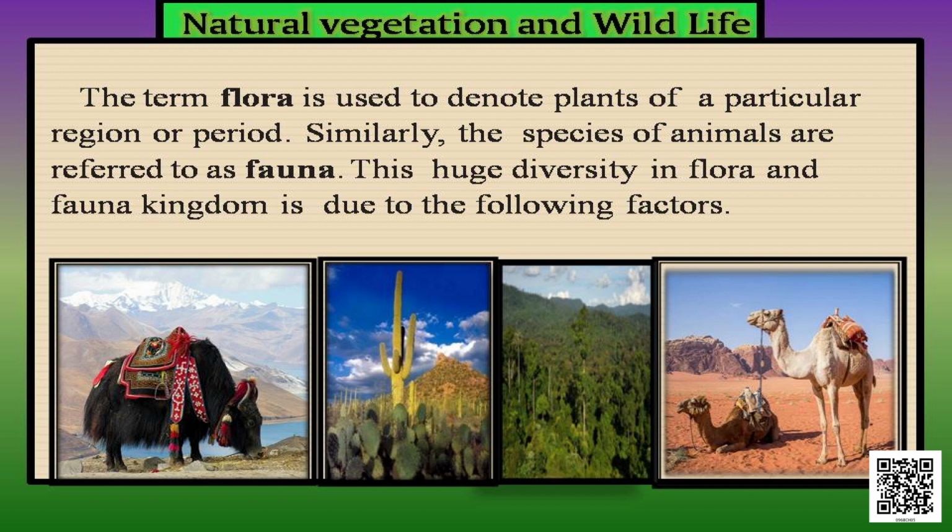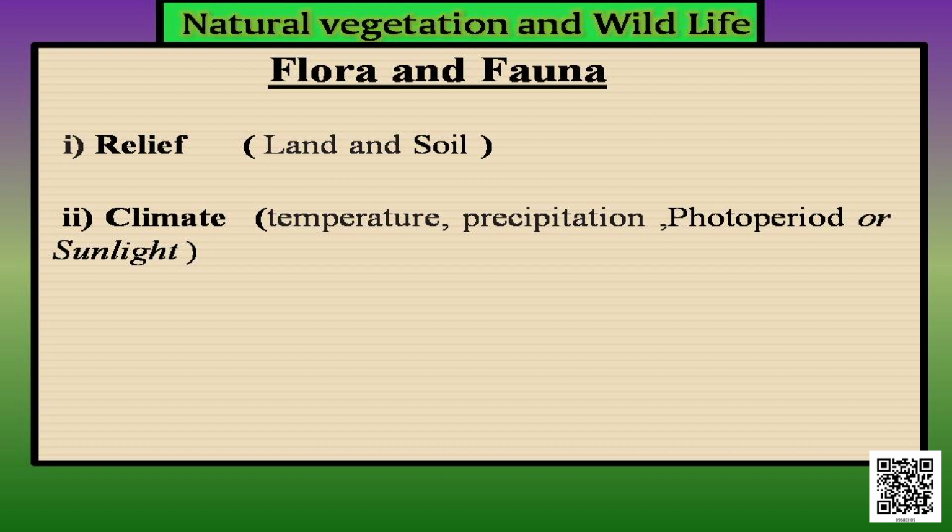Now, let us discuss the factors that are responsible for such a diversified flora and fauna in our country, that is India. The major factors responsible for such a rich flora and fauna, number one, is relief. When I say relief, it includes its land and soil. The next one, a very important factor, is climate. When you talk about climate, it includes temperature, precipitation, and photoperiod, that is sunlight.